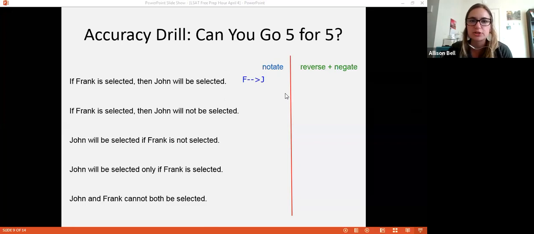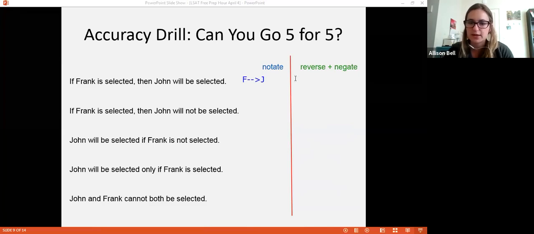So I notated the original. I would love to see everybody's first stab at a contrapositive. Could you please tell me in the chat window, what would you put as the contrapositive for number 1? You can use the negative sign or the word not if you need to. All right, cool. Nice work, Cindy.